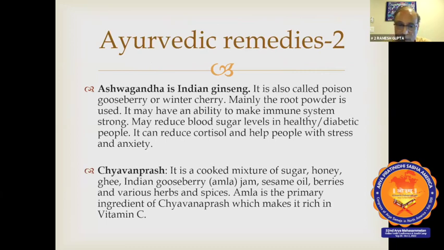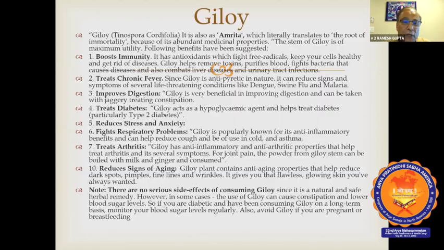This is just a root powder. Then Chyawanprash. Chyawanprash is very common when you want to have some energy because it has amla, sugar, honey, ghee. It's very high in calories, but amla, the antioxidant and the fiber, that's the main ingredient, I believe in that.